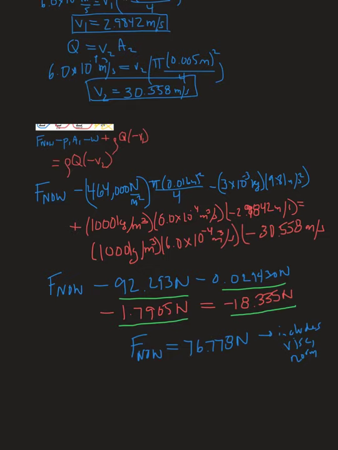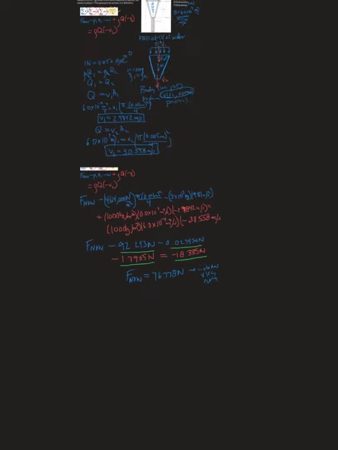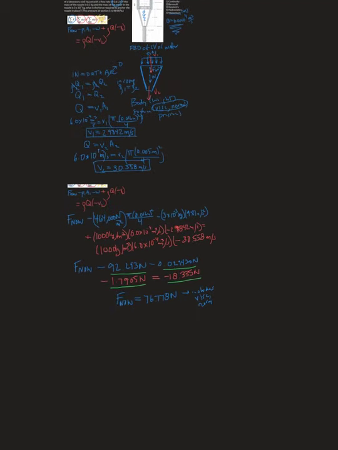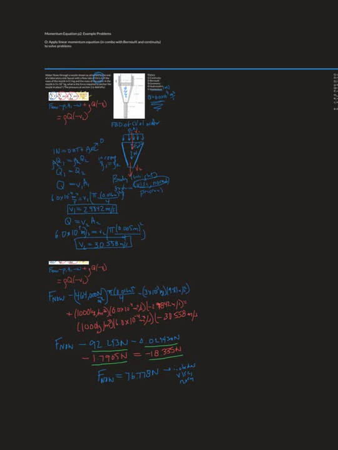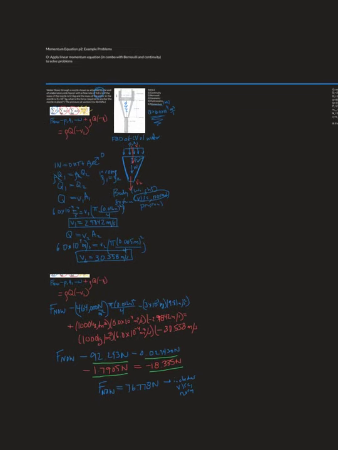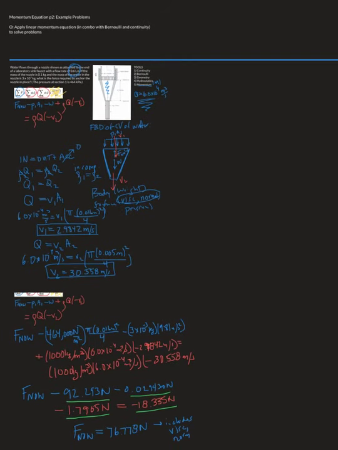So what we're going to do here, let's undo that. I'm going to draw another free body diagram. Let me zoom in a little bit. This will be another free body diagram. This is of the nozzle.